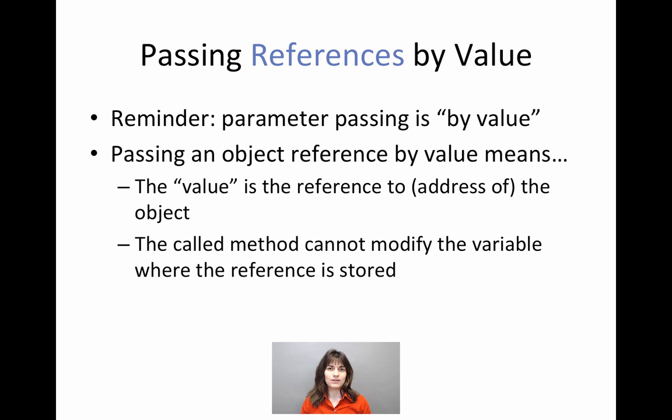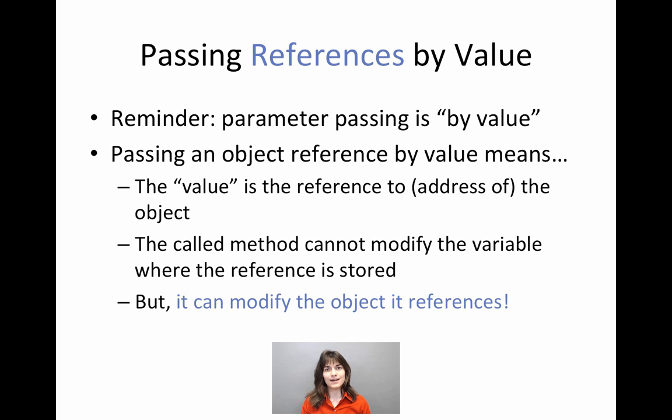The called method cannot modify the variable where the reference is stored, the argument variable. However, it can modify the object that it references. Why? Because we are passing to the parameter the memory location of the object. When we change the parameter value, it means that we can reference the object and change the object characteristics and the object variables. This is a very tricky point, and we will see an example about it in the following videos.